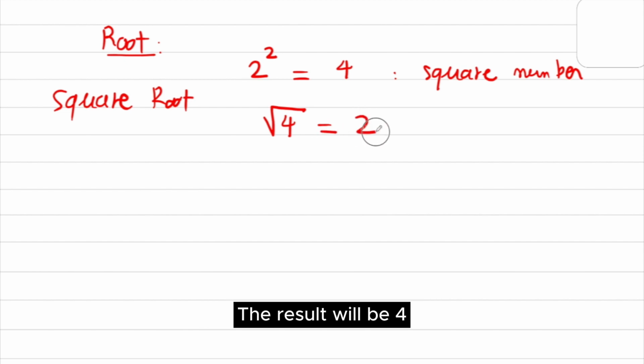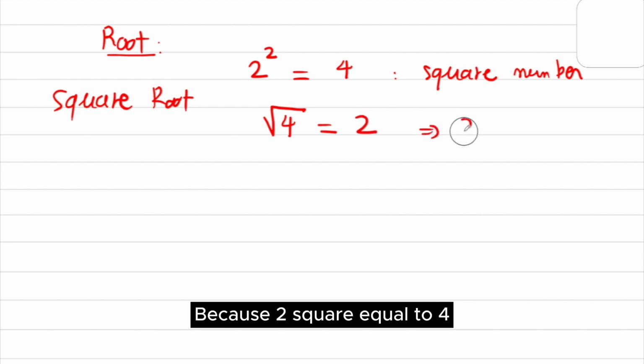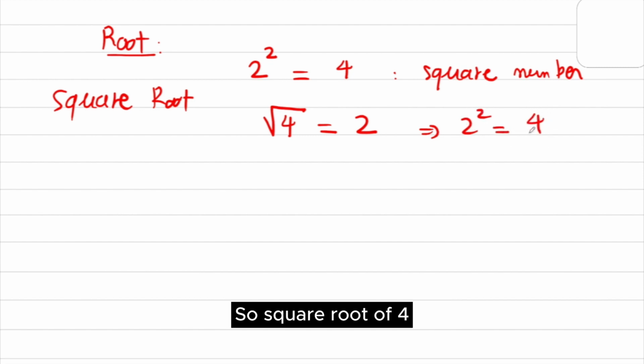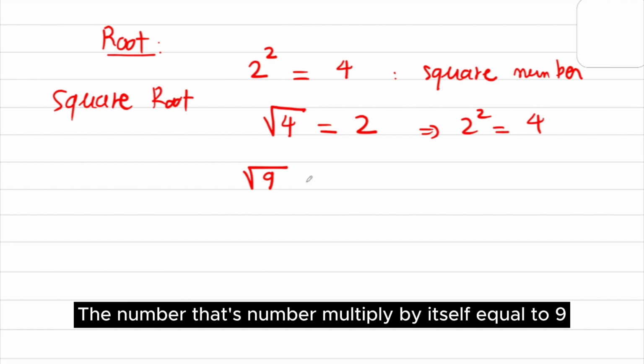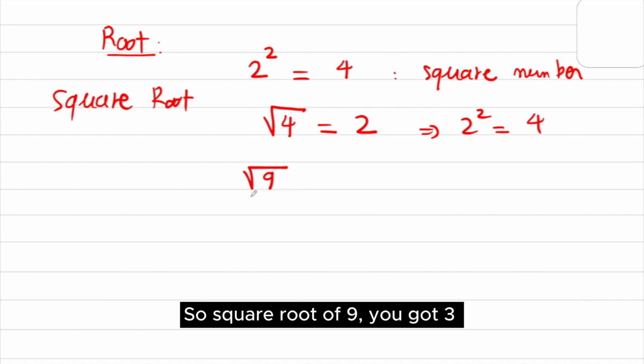The result will be 2. Why? Because 2 squared equals 4. So the square root of 4 is the inverse operation. How about 9? The square root of 9 means you need to find the number that, multiplied by itself, equals 9. So the square root of 9 is 3.